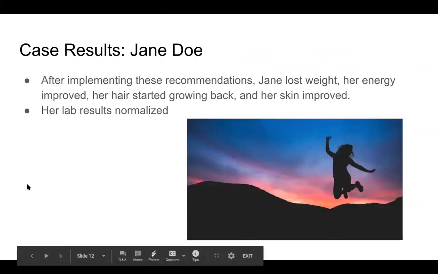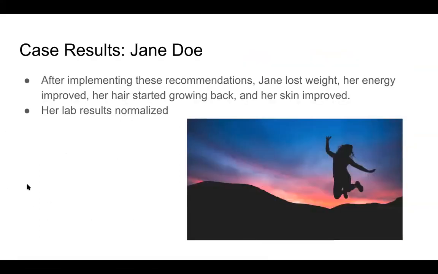And then, of course, with our patient, Jane Doe, after implementing the recommendations, she started eating well, she took out that broccoli unless she was cooking it, she lost weight, her energy improved, her hair started growing back, her skin improved, and her lab results normalized. Her TSH went into the normal 1.5 range, and the others stayed normal. So just everything was getting better.